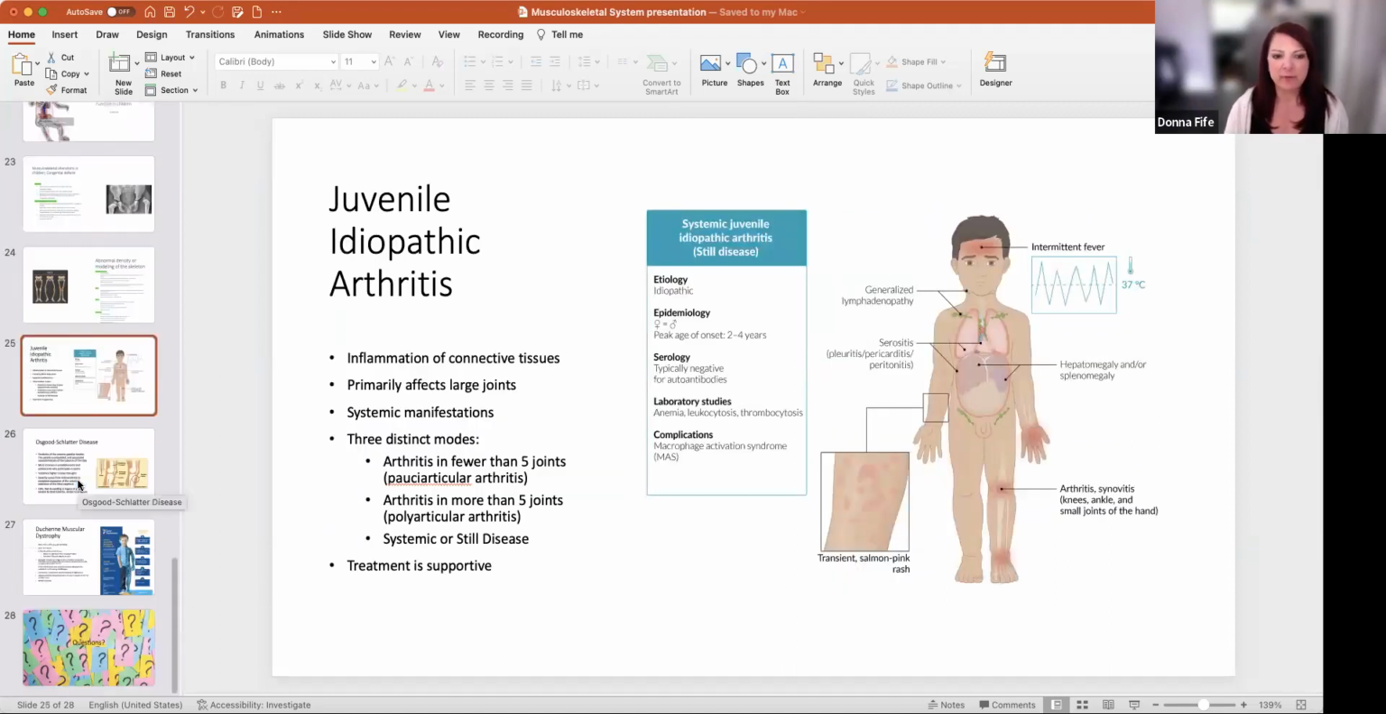Juvenile idiopathic arthritis. This is inflammation of connective tissues, primarily affecting the large joints. There are systemic manifestations that occur, and there are 3 distinct modes: arthritis in fewer than 5 joints, or pauciarticular arthritis; arthritis in more than 5 joints, or polyarticular arthritis; and systemic or Still disease. Treatment for this is supportive. And this just lists here different areas where it can be causing some clinical manifestations seen in the patient.